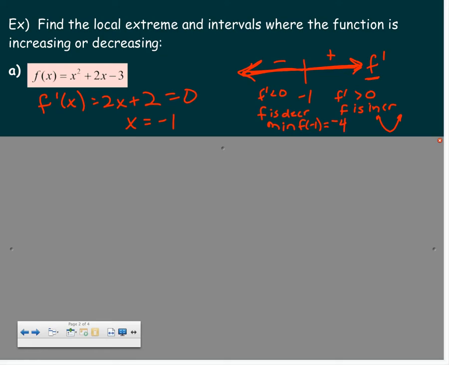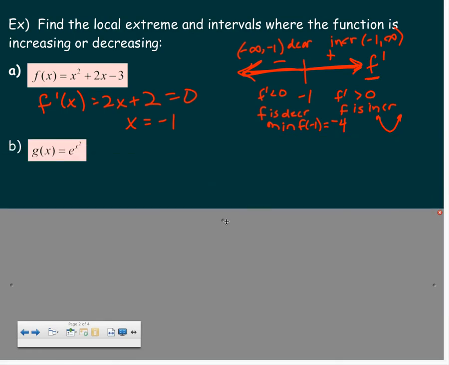That's our minimum value. Now it also says, where is the function increasing or decreasing? Well, we are decreasing from negative infinity to negative 1. That's where we're decreasing. We're increasing from negative 1 to infinity. Okay, so we've answered the question, totally based on calculus. But doesn't that make sense based on the fact that it's a parabola that opens up?